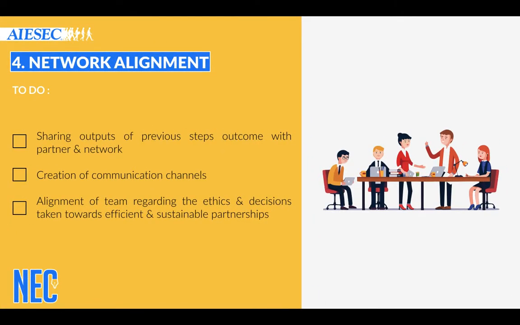The final step in building an international relation with a certain partner is to align the network, and in order to do that, we need to gather the output of all the previous steps that we have had and to share them with our partner and also with our network. Then we need to create our communication channels and make sure everyone is added and everyone is involved. And finally, to align all the teams regarding the ethics and decisions taken towards efficient and sustainable partnerships with this partner.